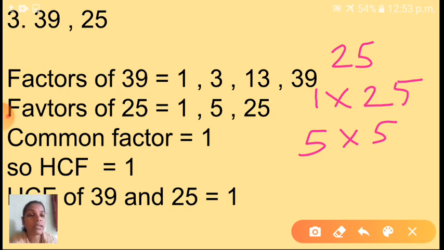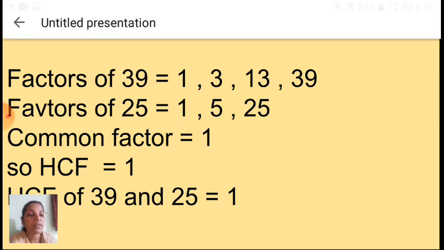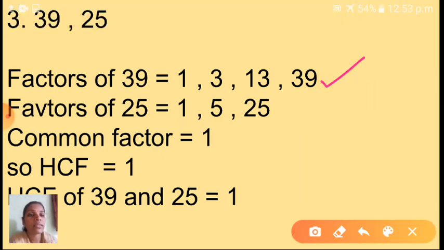Okay children. See here I have written the factors of 39 and the factors of 25. So now we have to find the common factor. What is the common factor here? Only 1, isn't it children? That is 1. So the HCF of 39 and 25 is equal to 1. I hope you understood this one. Yes. Shall we go to the next one children?